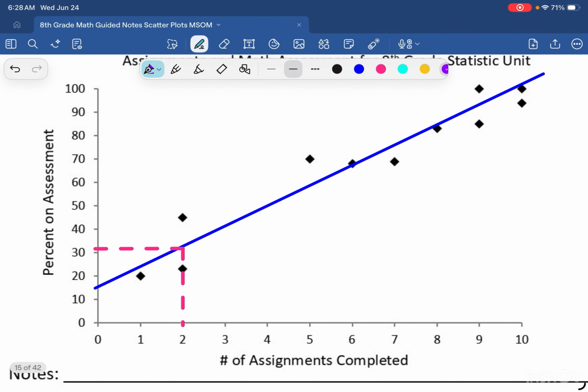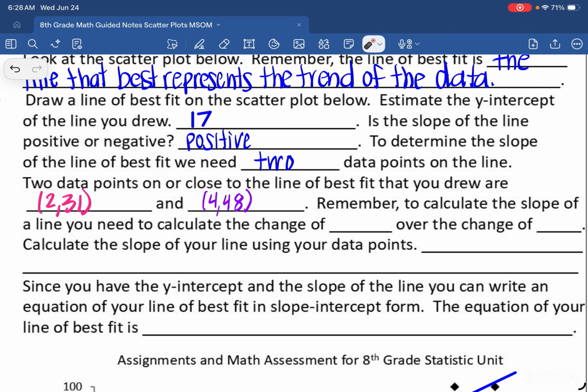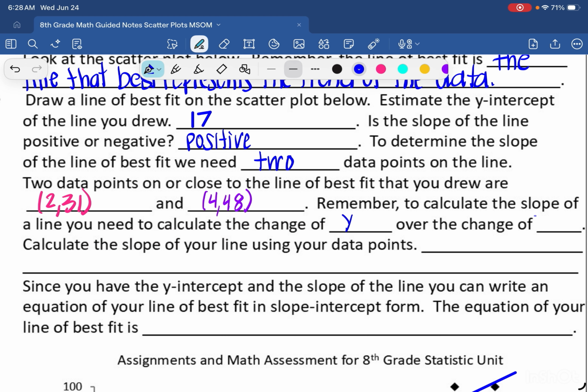And then another point on the line of best fit, let's say if I go to 4, it looks to be about maybe 48. So we'll say 4 and 48. Remember, to calculate the slope of a line, you need to calculate the change of y over the change of x. Calculate the slope of your line using data points.